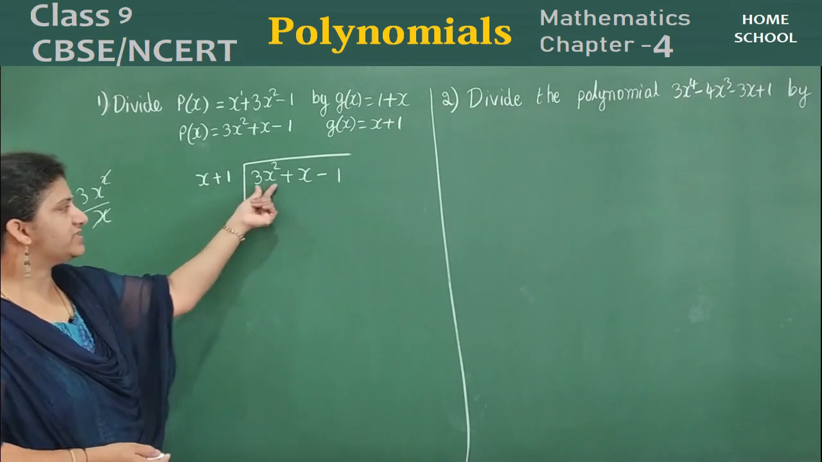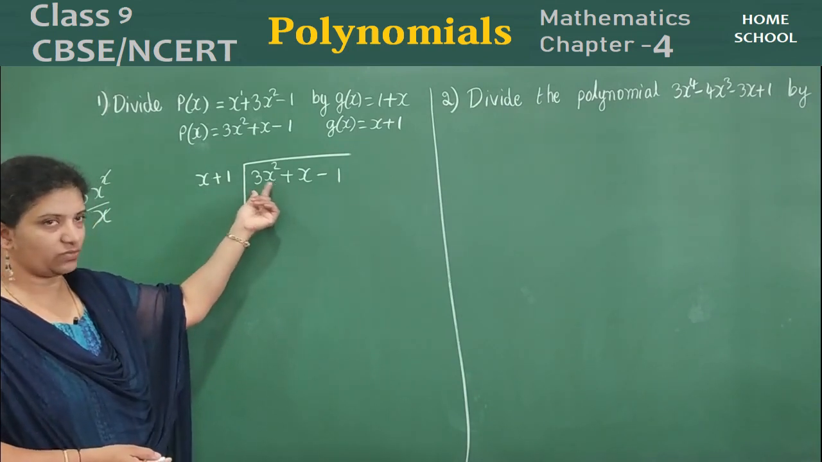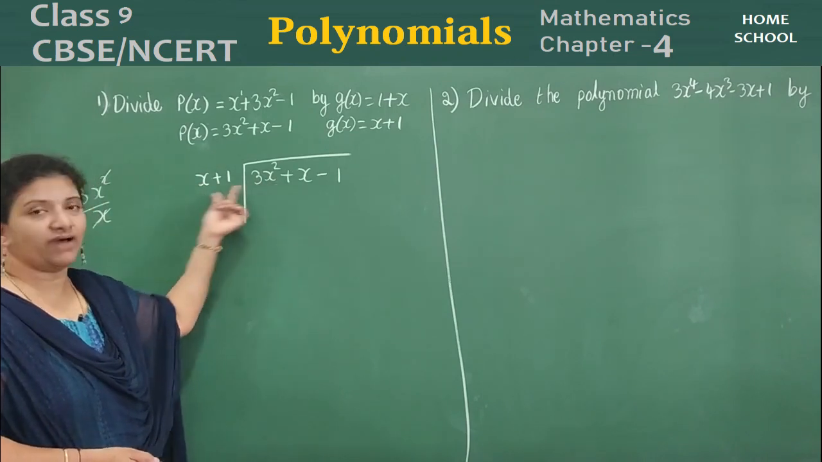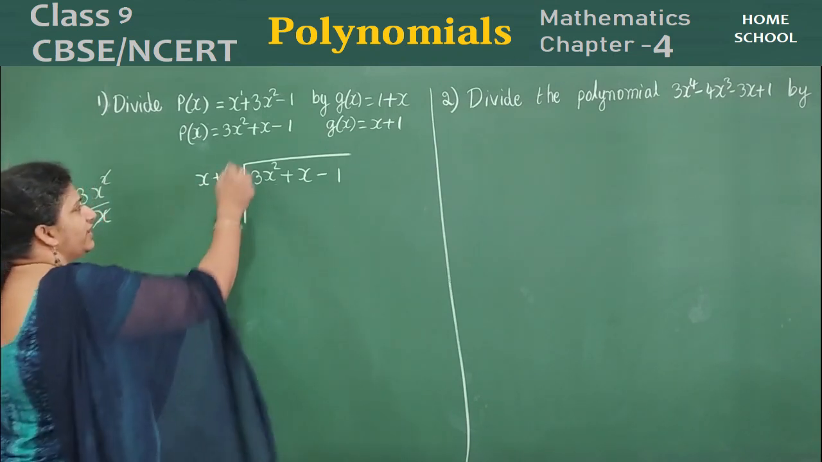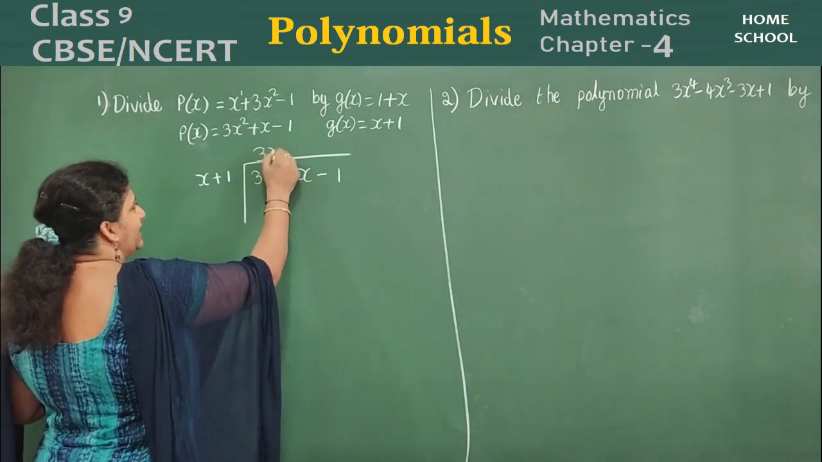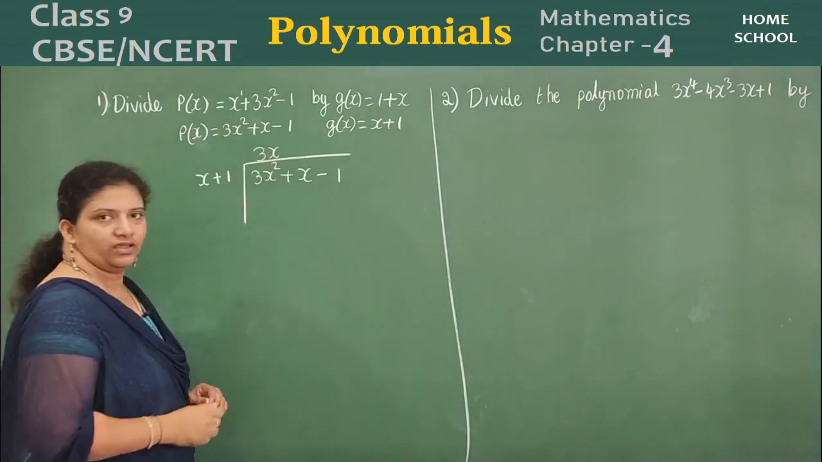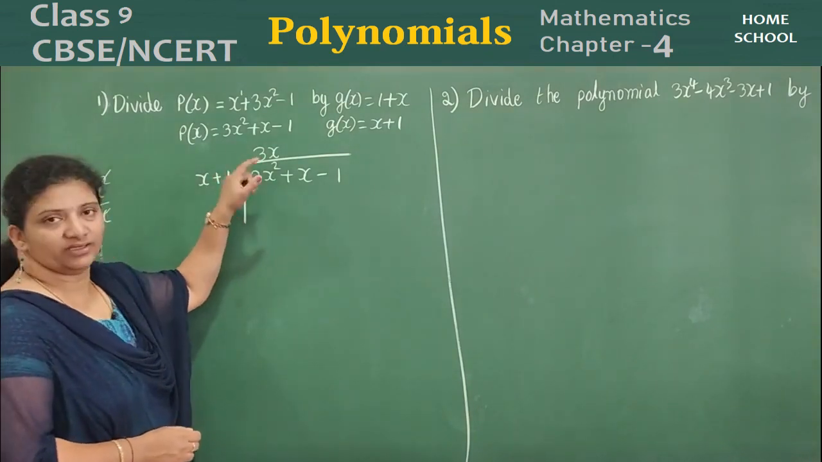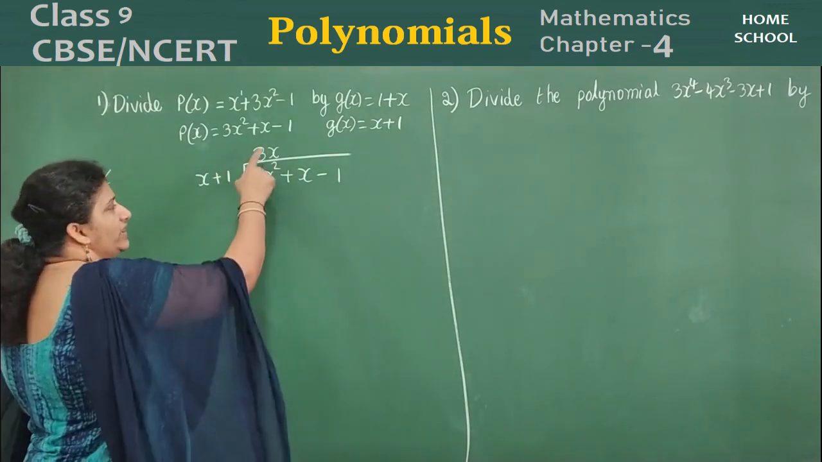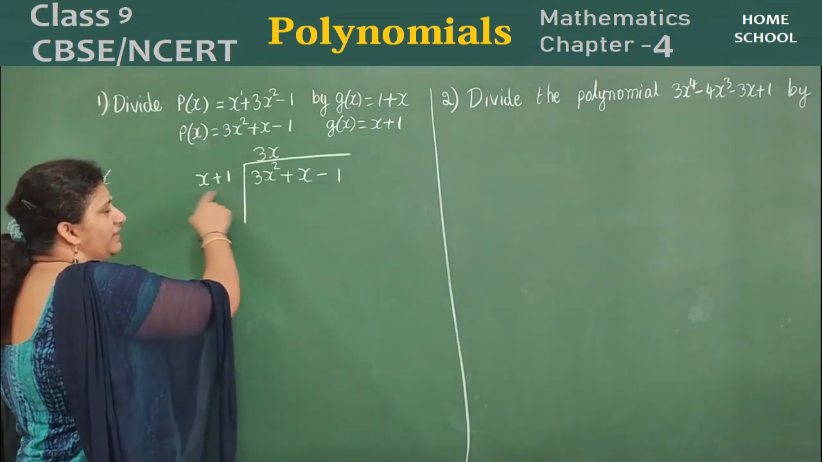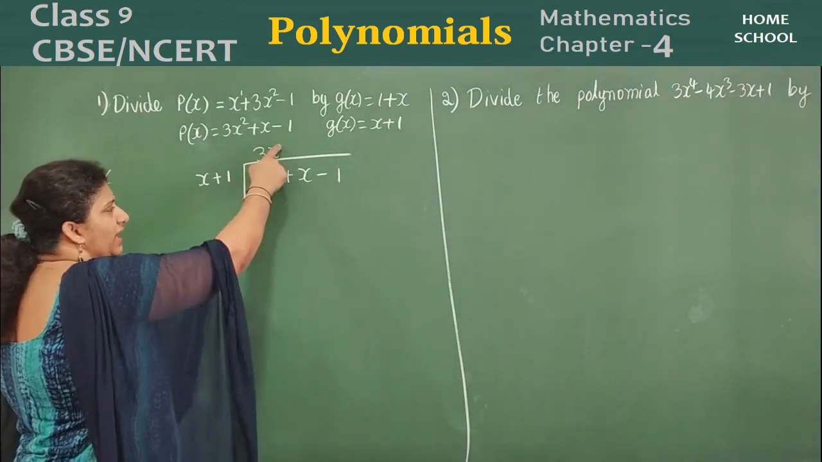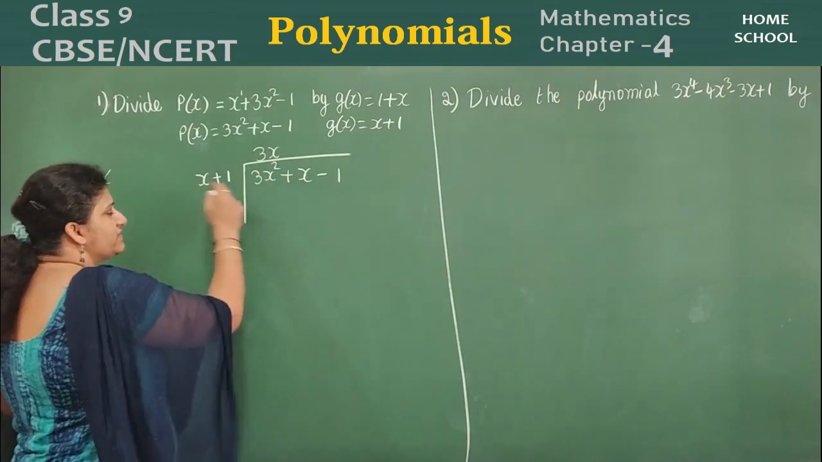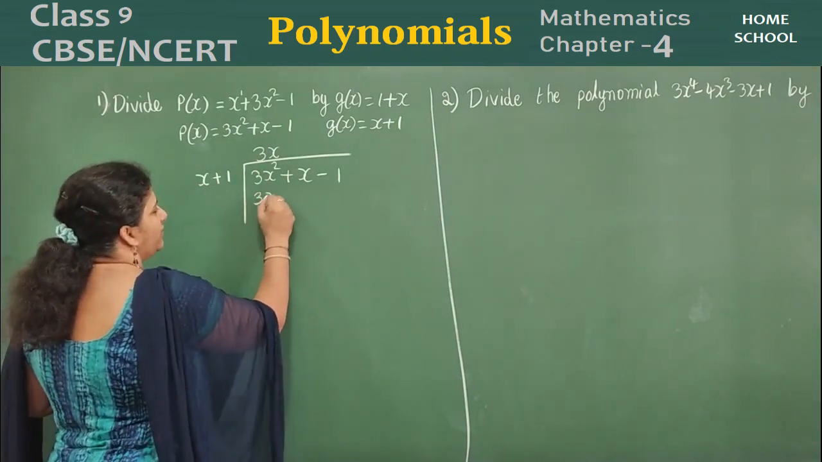So, what is our first term in your dividend? 3x square. First term in your divisor? X. If you divide, what you are going to get? 3x. That will be the starting term of the quotient. Okay. After dividing, what you have written here? 3x. Now, with this 3x, multiply the divisor. Start multiplying. 3x into x, x into x will be x square.